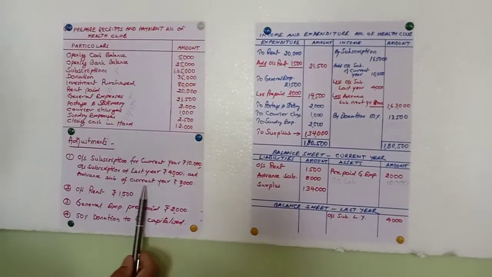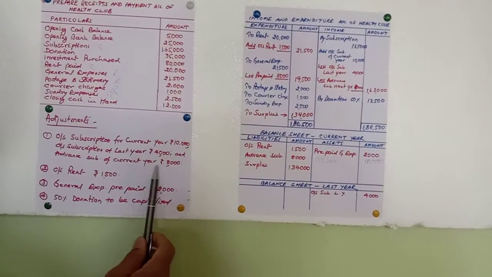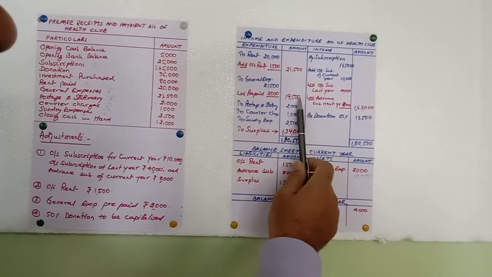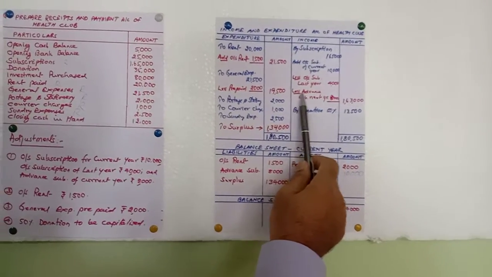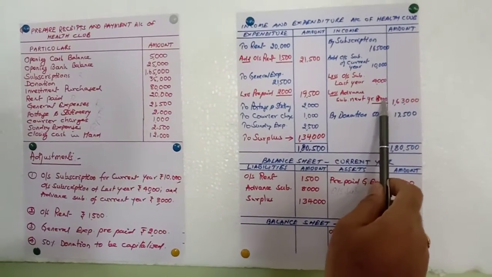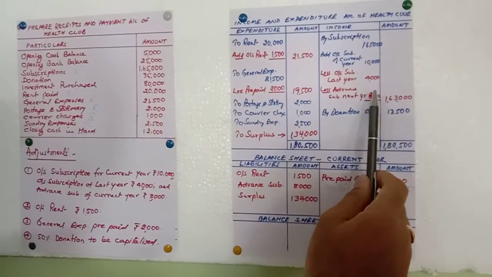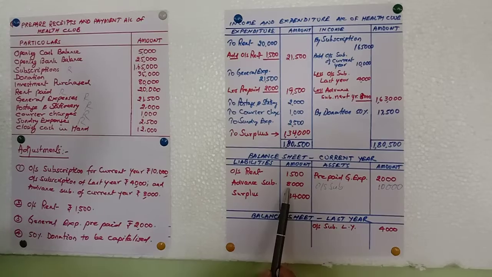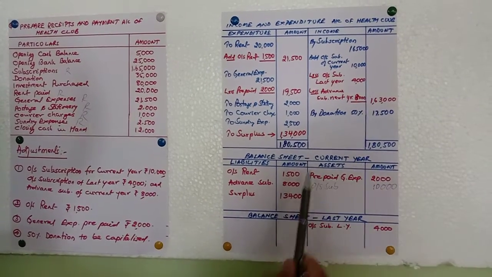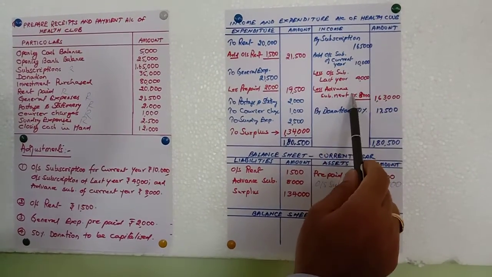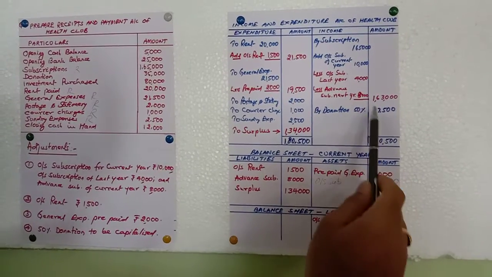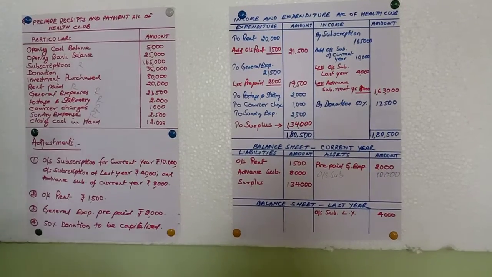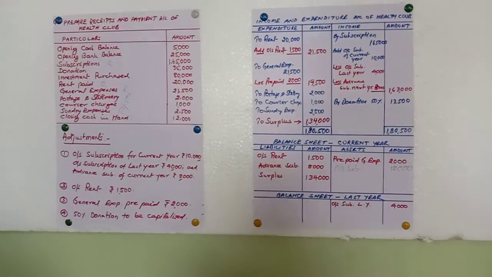Then advance subscription in current year, that means this subscription belongs to next year, so I will have to minus, so that's why I have written advance subscription to be minus 8,000 rupees. And the second effect of this is here 8,000 in current year balance sheet. When you add up and minus this, you get 1,63,000. So that is the amount received from subscription.